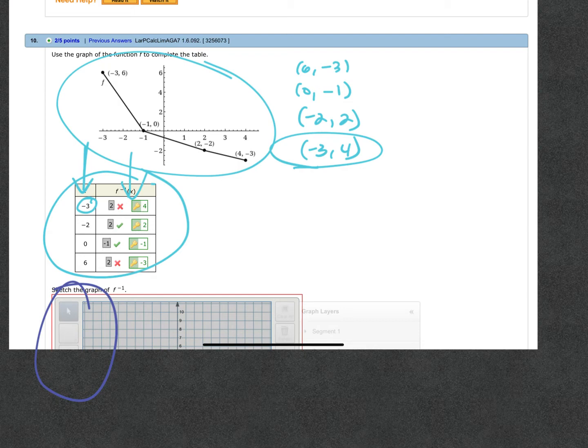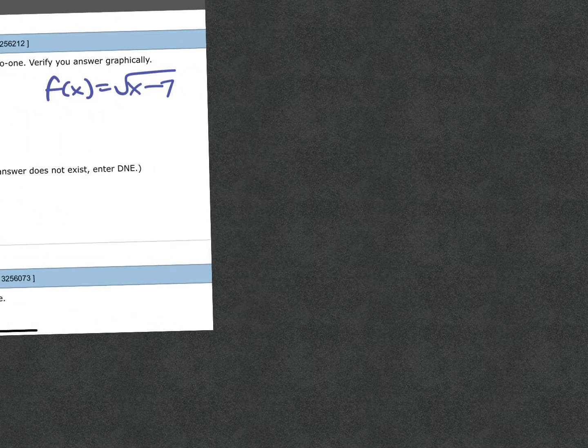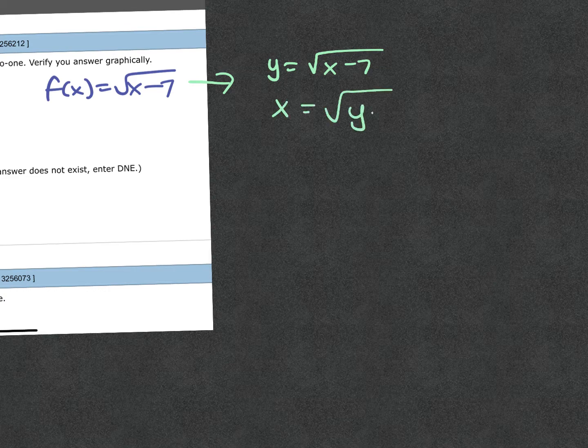Yep. Could you read them by number? Oh, yeah. Mine says determine if it's, wait, you got it right. Oh, this isn't yours. So you knew it was a function, right? Then you want to go find it, right? So y would equal square root of x minus 7 to get rid, and then switch the x and y's. And then to get rid of the square root, we got to square both sides.